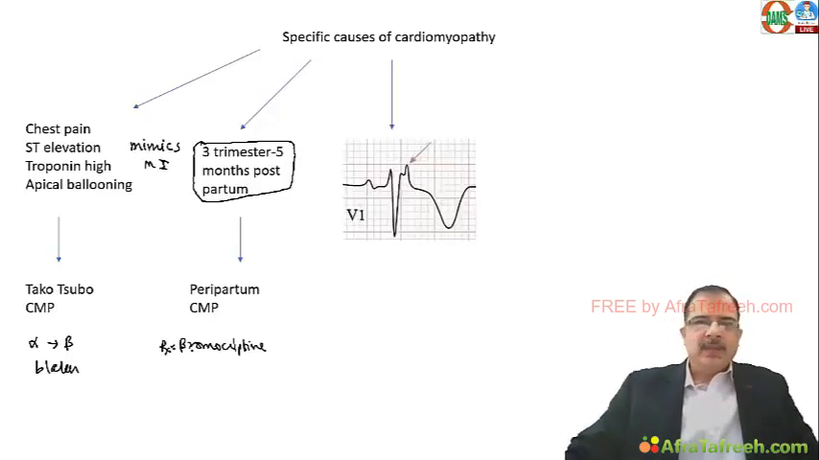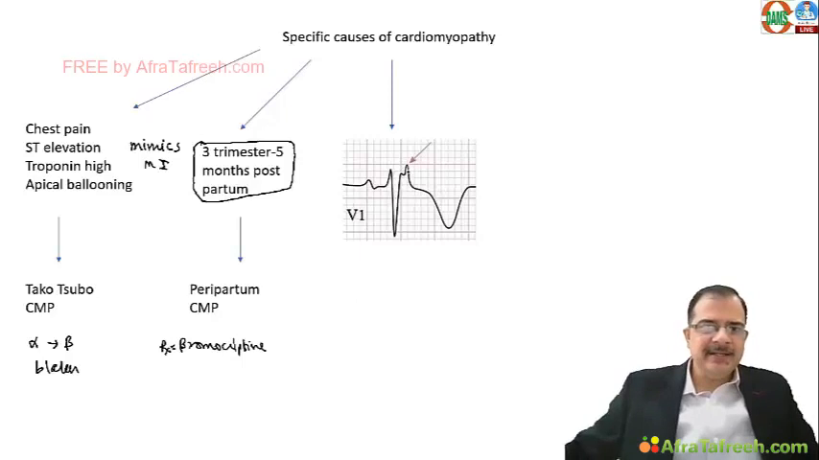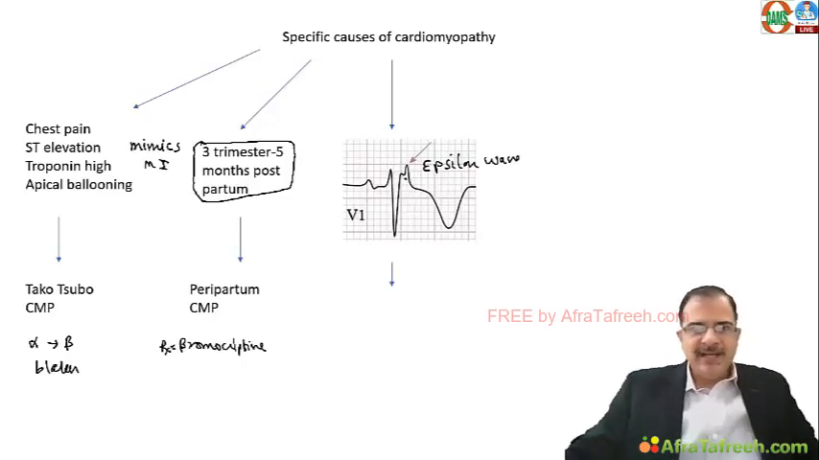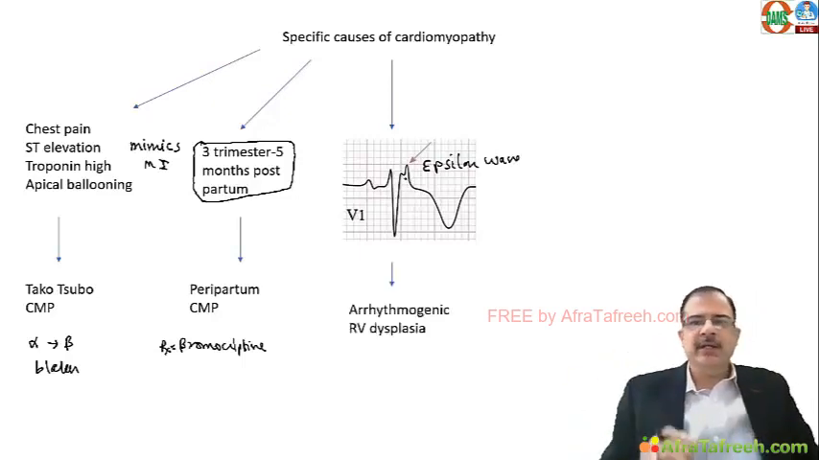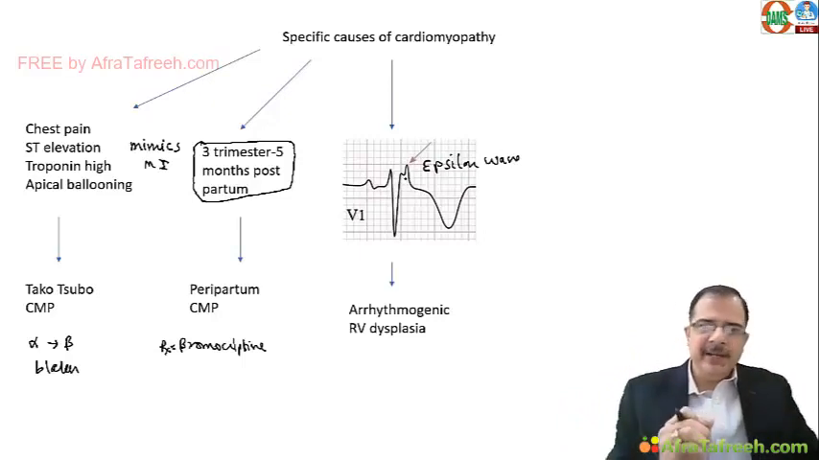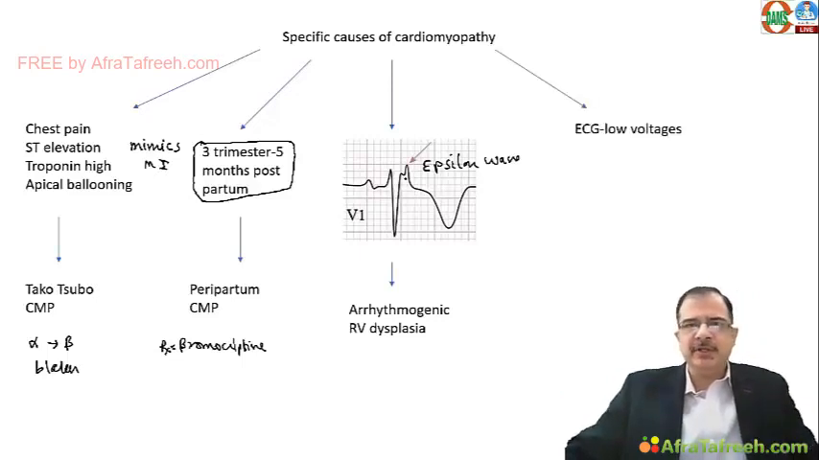The next one: in V1, you will see after the QRS complex a wave, or you can say a double slurring. This double slurring after the QRS is known as the epsilon wave. This is highly characteristic of arrhythmogenic right ventricular dysplasia. So the diagnosis of ARVD will be made in this condition. As such, there is no specific treatment for this condition.